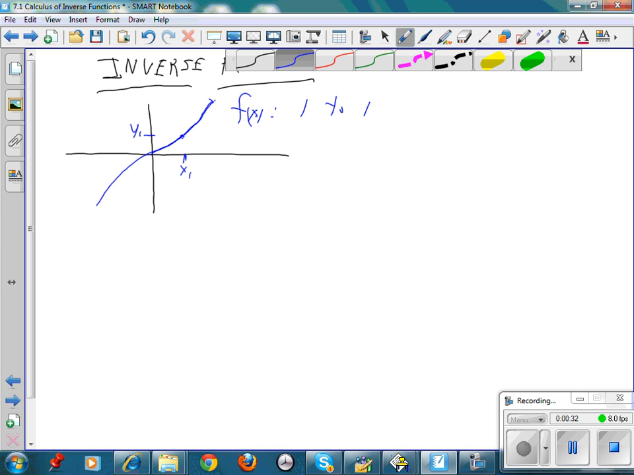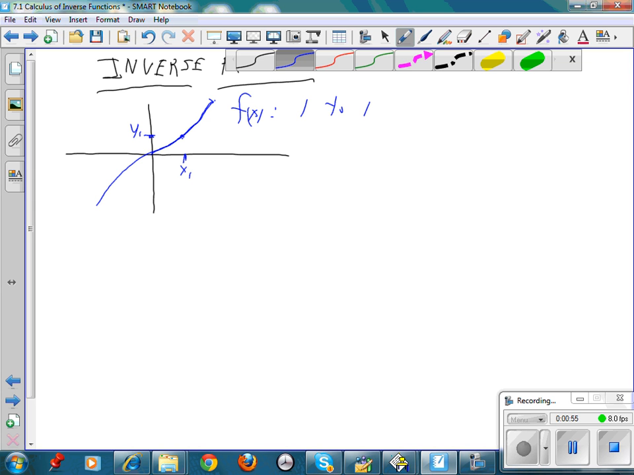If there's more than one y value, or say if there's the same y value for two different x values, then the inverse would not exist. Okay, because remember what the inverse has to do. It has to take the y value as input and return one x value.